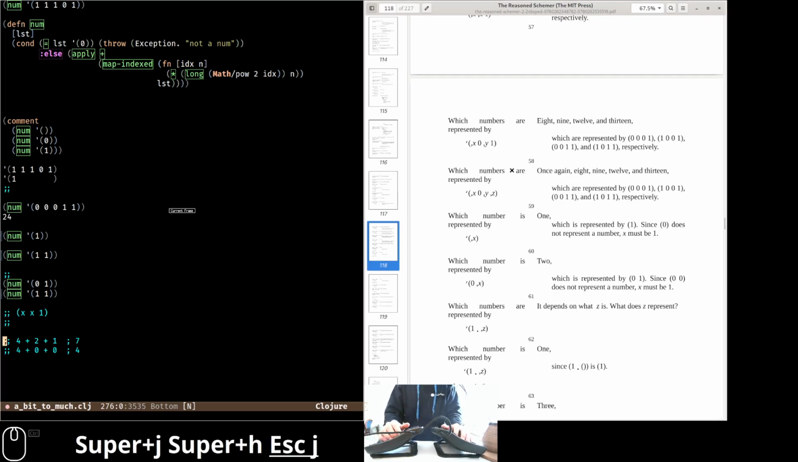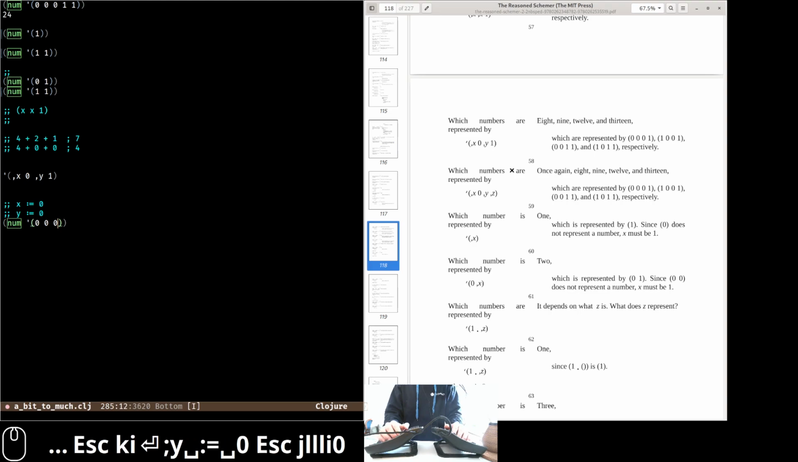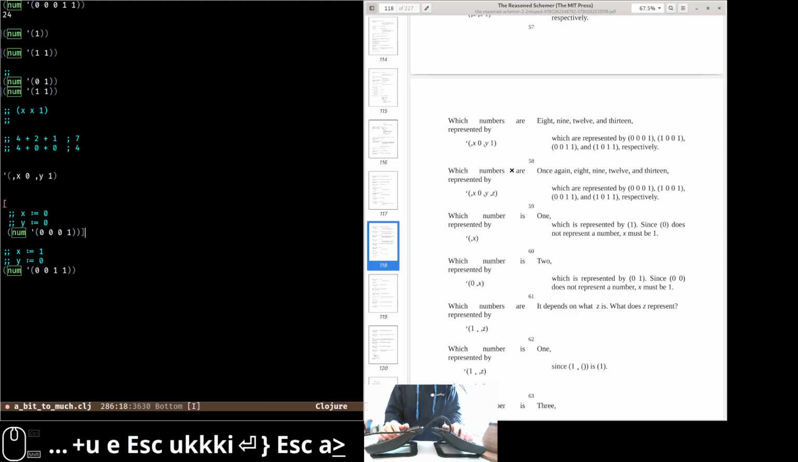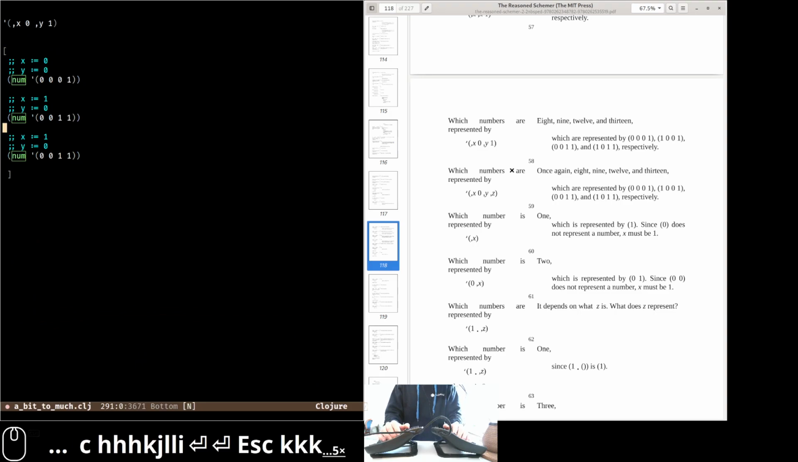Which numbers are represented by a list with x, then 0, y, 1? Okay. I'm just gonna write down all the cases. So if x is 0, I guess I can write it like this. Let x be 0, then 0, 0. And y is 0, 0, 1. So this is the first case, and then I have this case. Yeah, it's the Cartesian product of these two possible values.